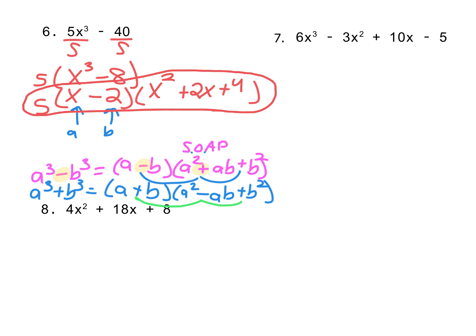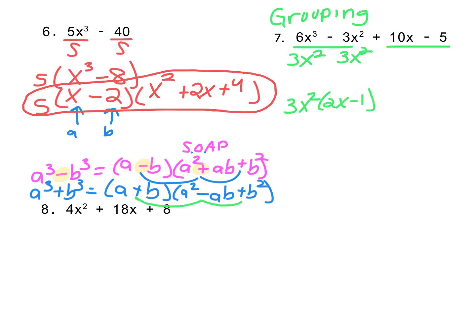On example 7, I have 4 terms set up. So the only way I can factor this one is by doing that grouping method that we did on the last slide. So if I'm grouping, I'm going to group the first 2 and the last 2. The first 2 can both be divided by a 3 and an x squared. So I'm going to take out a 3 and an x squared from both terms in the first group. I'm going to be left with a 2x minus 1.